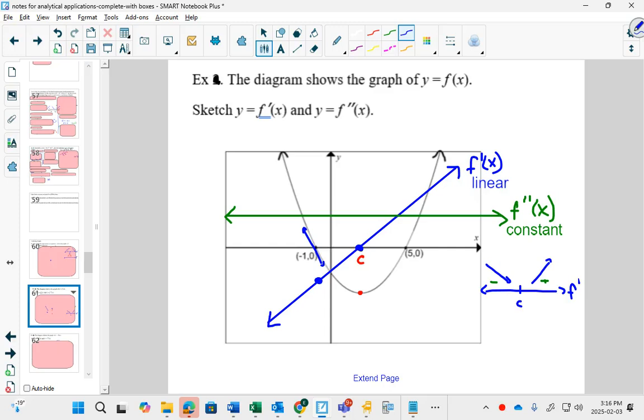But I find doing the number line really shows that well. All of your tangent lines here are going to be negative. All of your tangent lines here will be positive. That's what shows it decreasing then increasing. And then you would get that straight line. Knowing that this is a parabola means that we should get a linear equation here. And then the derivative of a linear equation should be constant.